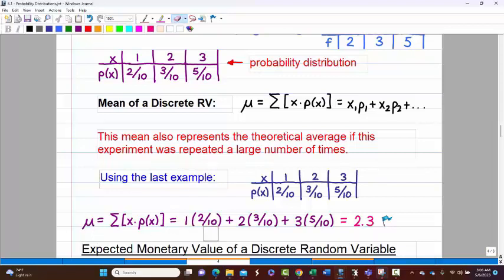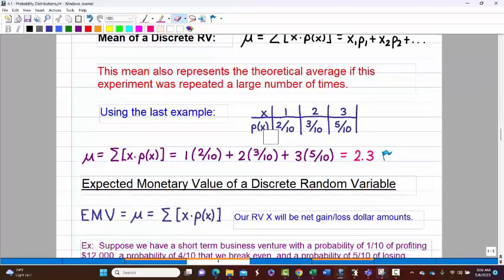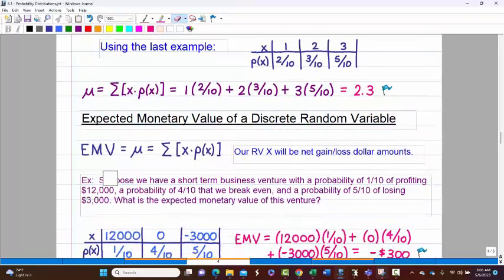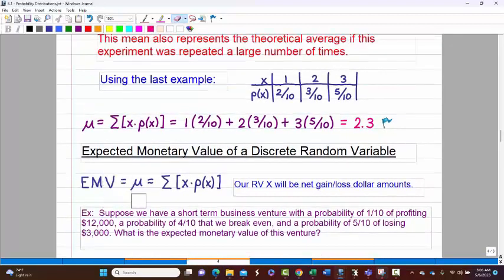We have 1 times 2 over 10, plus 2 times 3 over 10, plus 3 times 5 over 10. And the average would be 2.3. The mean would be 2.3. Now, this book doesn't necessarily use this term EMV; expected value is the more accurate term. I'm going to leave that EMV. That's not going to really cause you any grief, I don't think. That term is from another book, but it's the mean.